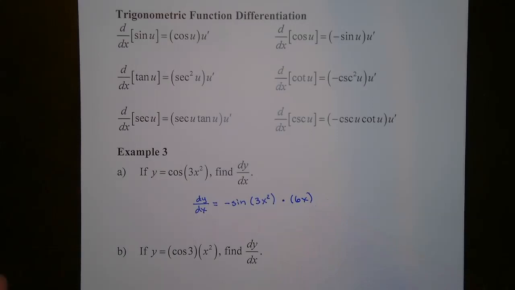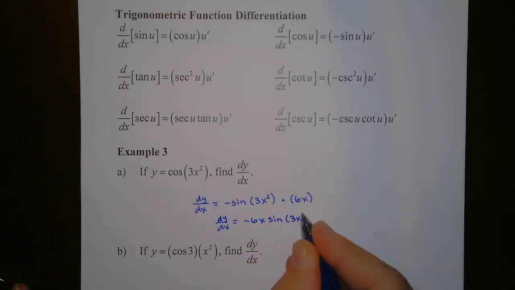Okay, now to make this really clear, probably the best way to write this is negative 6x sine of 3x squared. Okay, so that's probably the best way to write it.